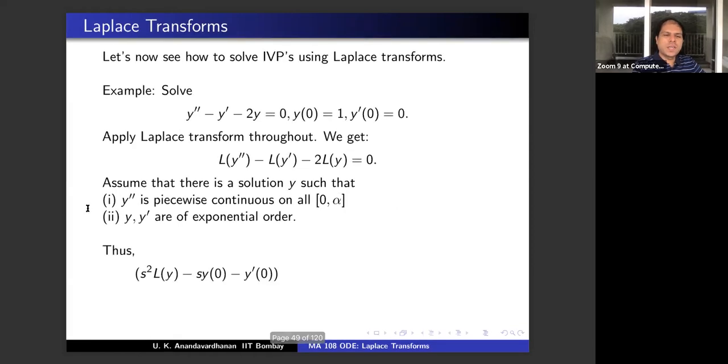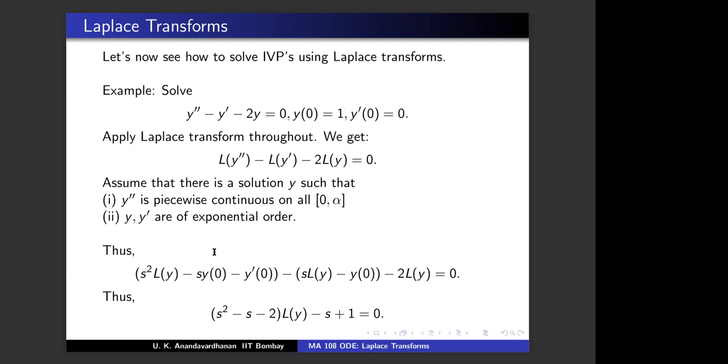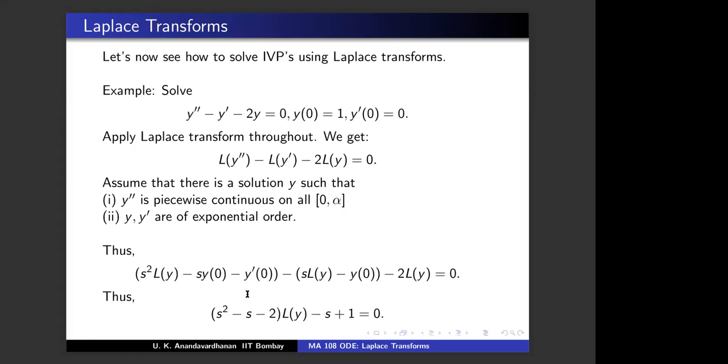Okay, so assume this. Therefore, L of y double prime is s square Ly minus sy0 minus y prime 0, minus Ly prime is sLy minus y of 0, minus twice Ly equal to 0. So you've got an equation, no? You have got the equation s square minus s minus 2 times L of y minus s, because y of 0 you're putting 1. Sir, shouldn't it be sy prime of 0 and y of 0?